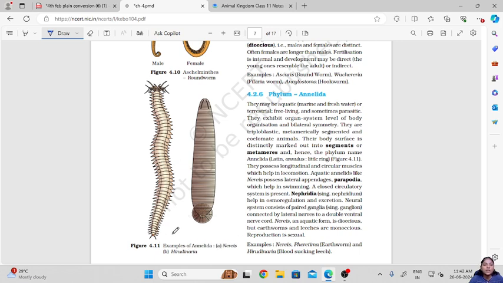First one is Nereis, the annelid. So this has these external structures for locomotion or swimming, the parapodia. Then the second one is the leech.